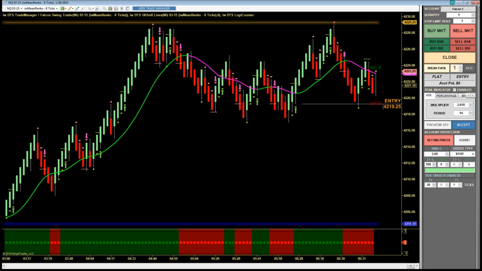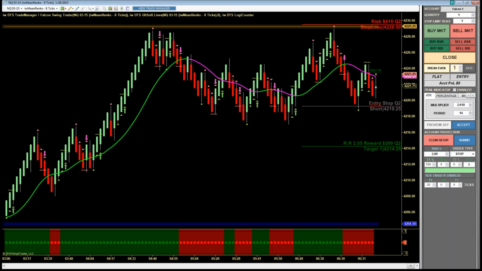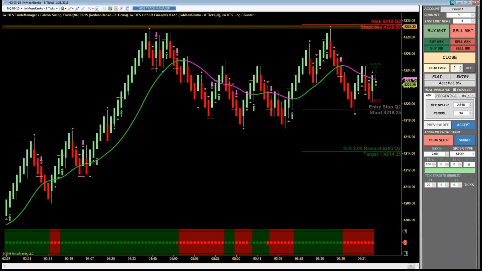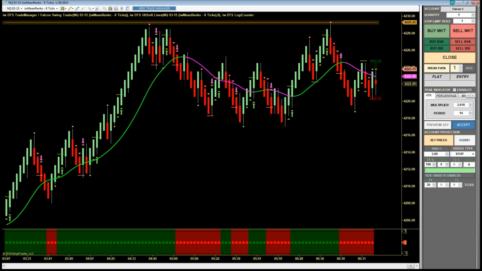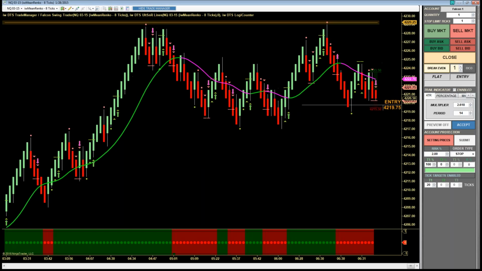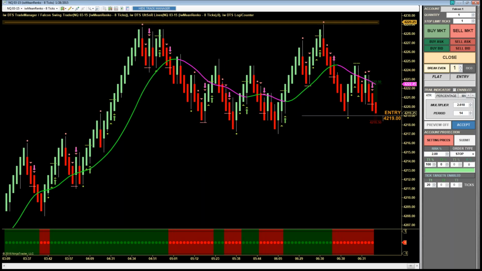Now, normally what we're looking for is everything to become in sync. You can see we've got a warning dot here on our Falcon Swing Trader, and it looks as though we might get an opportunity to sell. So I can actually anticipate an entry here if I choose. Let's say I'm going to cover the trade above the high.